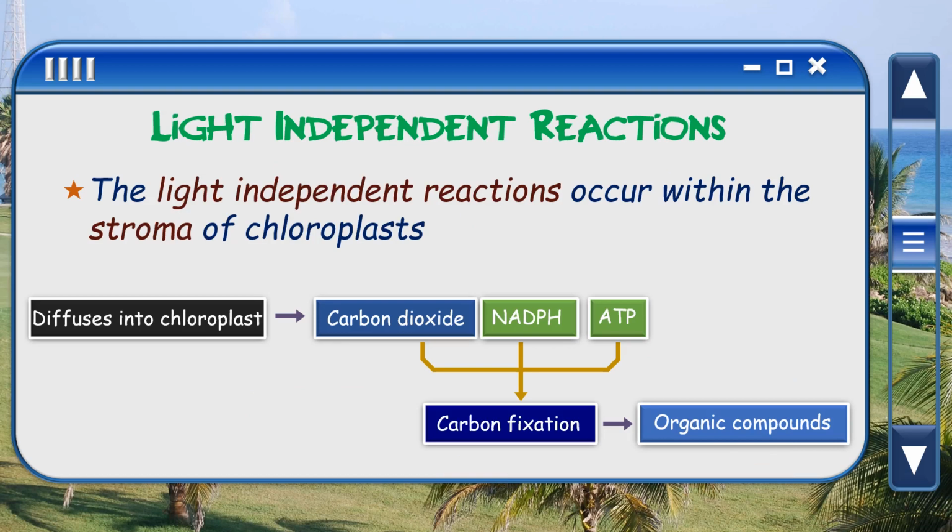Let's now look at the light-independent reactions. They occur within the stroma of the chloroplast. We have looked at the light-dependent reactions, which occur in the thylakoids of the chloroplast. But the light-independent reactions occur within the stroma of the chloroplasts. The stroma is like the cytoplasm inside the chloroplast, the fluid-filled space in the chloroplast. That's where the light-independent reactions take place.